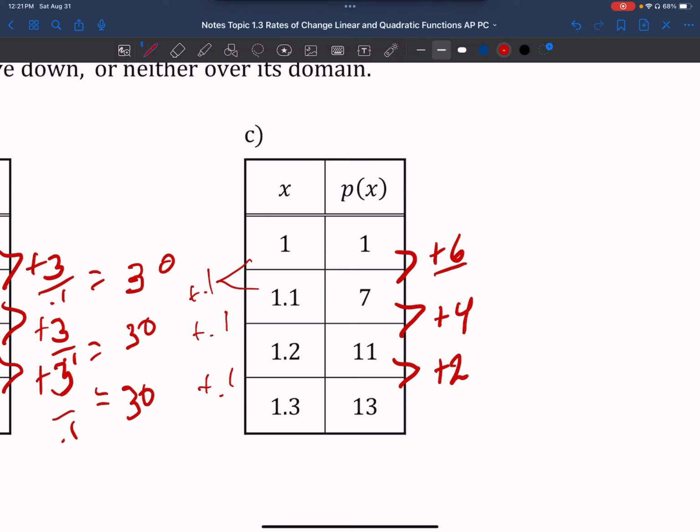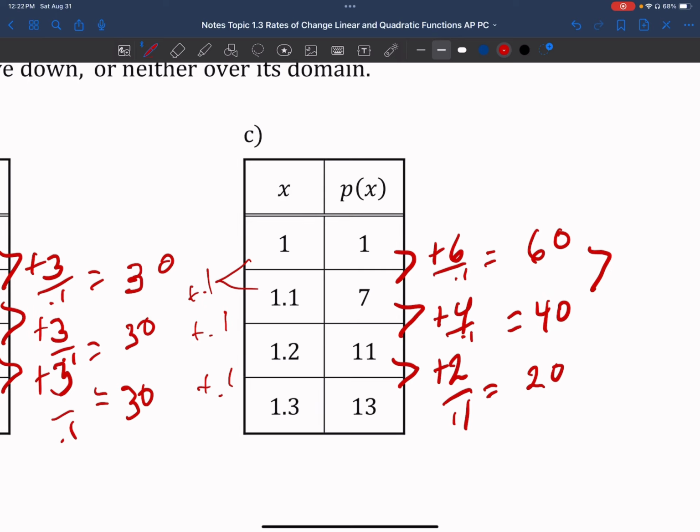I'm going to continue dividing by 0.1, and then I'm going to simplify. So this is going to be 60, this is going to be 40, and this is going to be 20. So in this one, I am going to have concavity because the numbers are not the same. They are not constant. They are changing. To go from 60 to 40, I subtract 20. And then to go from 40 to 20, I subtract 20.